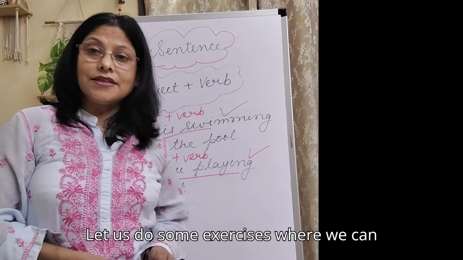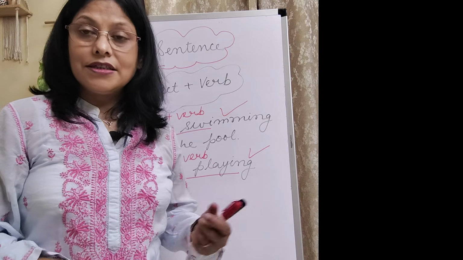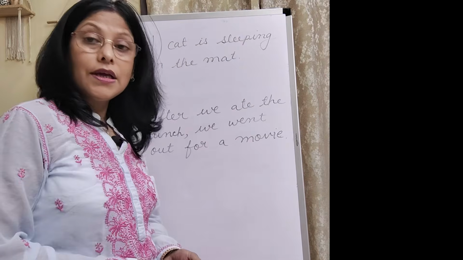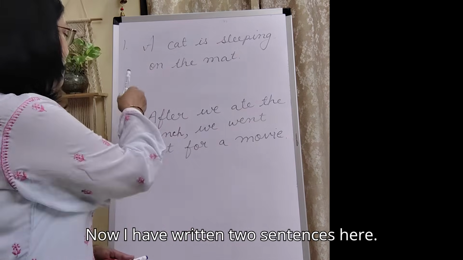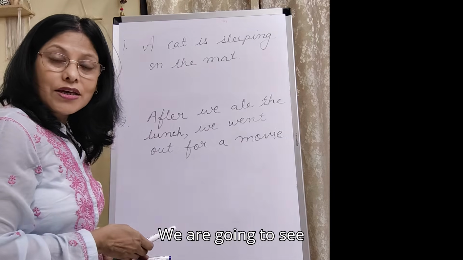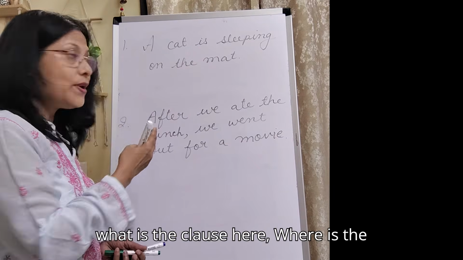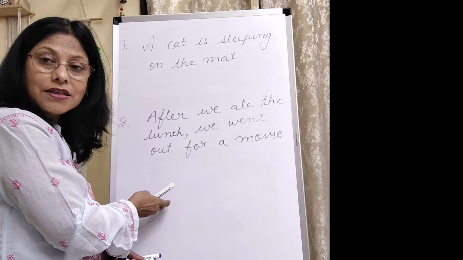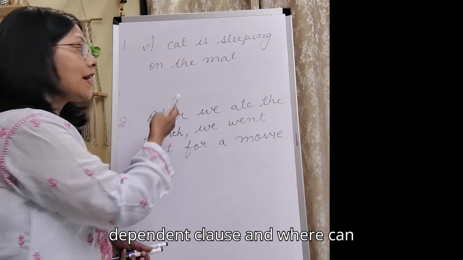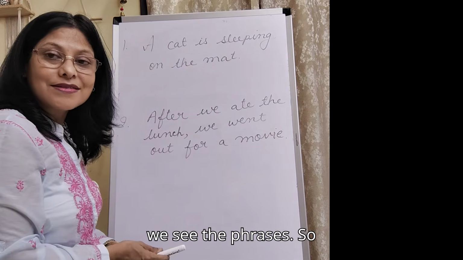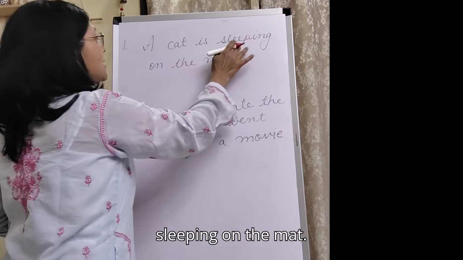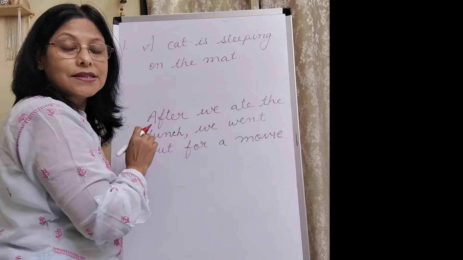Let us do some exercises where we can differentiate between the phrase, clause and sentence. Now, I have written two sentences here. We are going to see where is the clause here, which part is the independent clause, which part is the dependent clause, and where can we see the phrases. So, let's read the first one. A cat is sleeping on the mat.